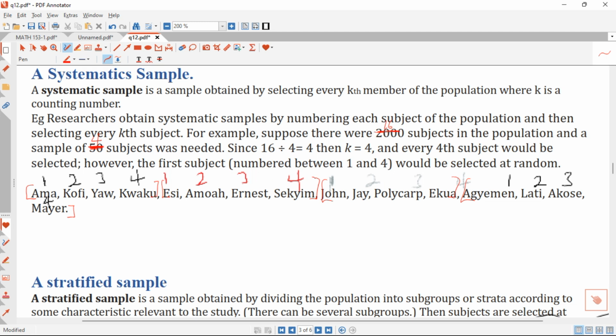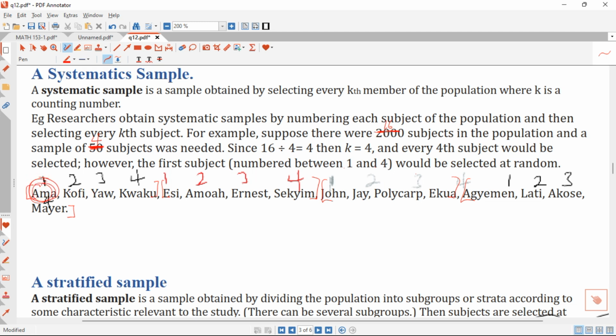You see, the criteria I just gave is that the first selection will be from 1 to 4, of which this is our 1 to 4, and then we will select it at random. So here we are just selecting Ama at random. So if you select Ama at random, here is Ama. We are going to count the rest. This is Ama, so we are also going to count 4 times. Where the 4 will lie, we will select that one.